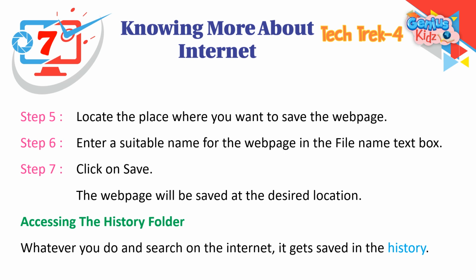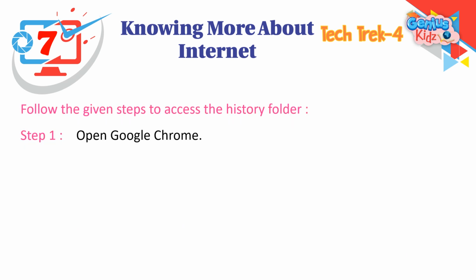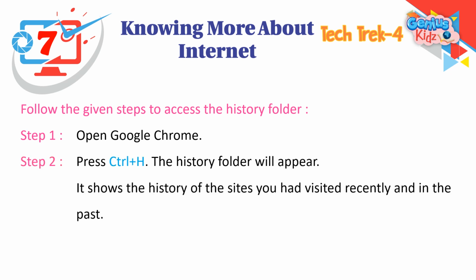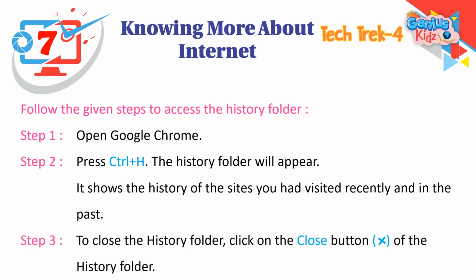Accessing the history folder. Whatever you do and search on the internet, it gets saved in the history. Follow the given steps to access the history folder. Step 1. Open Google Chrome. Step 2. Press Ctrl+H. The history folder will appear. It shows the history of the sites you had visited recently and in the past. Step 3. To close the history folder, click on the Close button of the history folder.